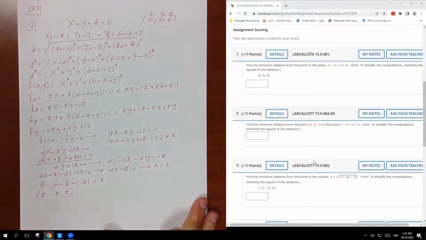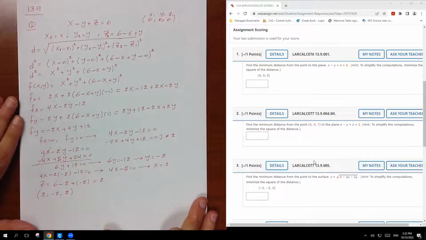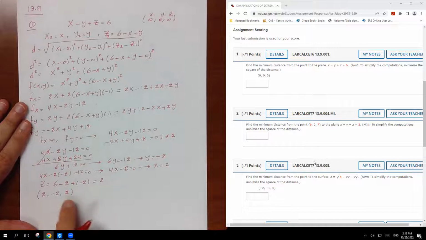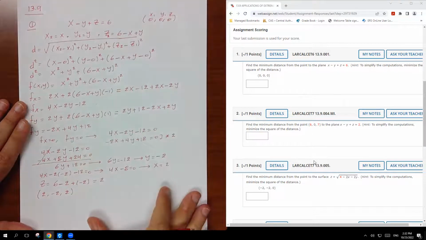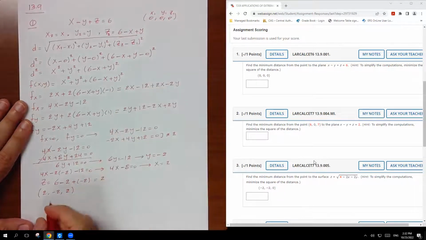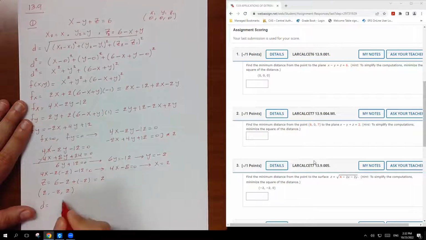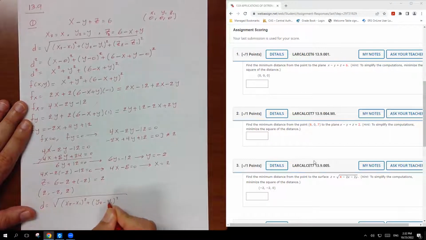Now to find the distance, you don't have to check if it's a maximum or minimum. You're just going to find the distance between this point and the initial point. So the distance is equal to the square root of (x2 minus x1) squared plus (y2 minus y1) squared plus (z2 minus z1) squared.